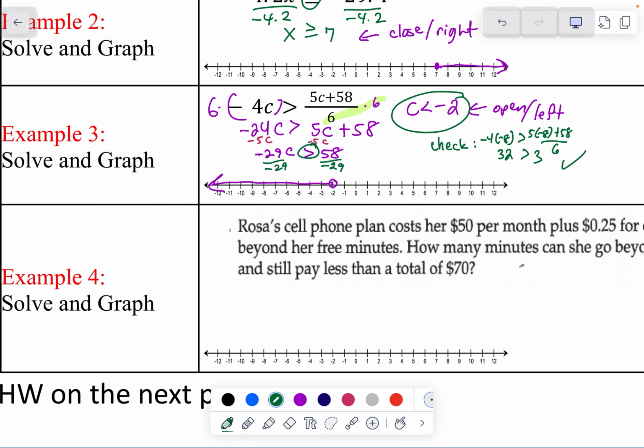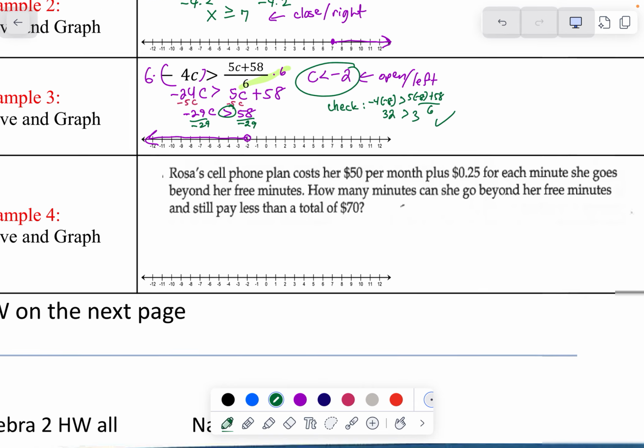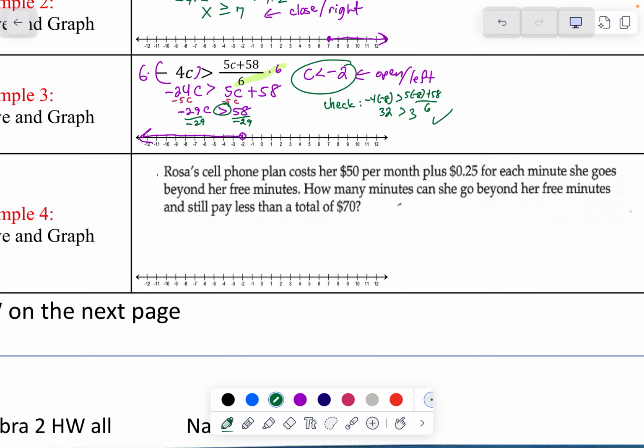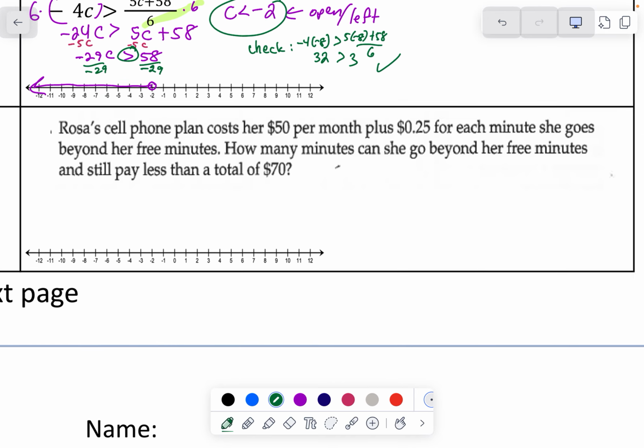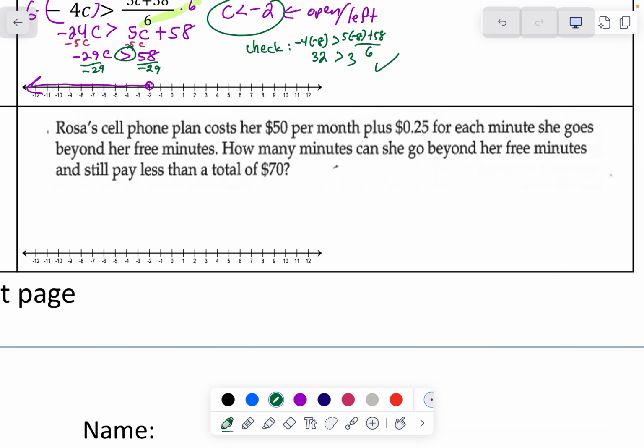Our last example is more of a real-life application where inequalities come into play. Okay, so let me read example 4 to you. It says, Rosa's cell phone plan costs her $50 per month plus 25 cents for each minute she goes beyond her free minutes. How many minutes can she go beyond her free minutes and still pay less than a total of $70? Well, let's think about what she pays.